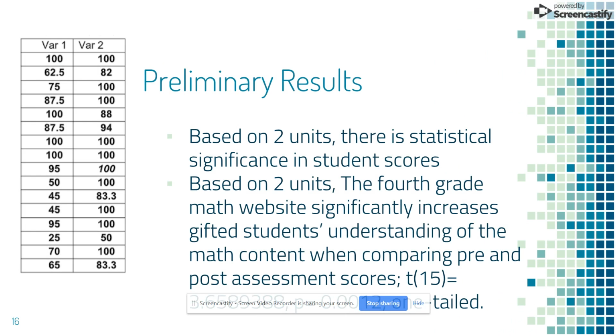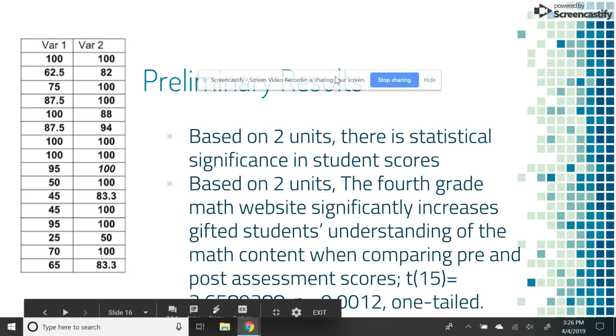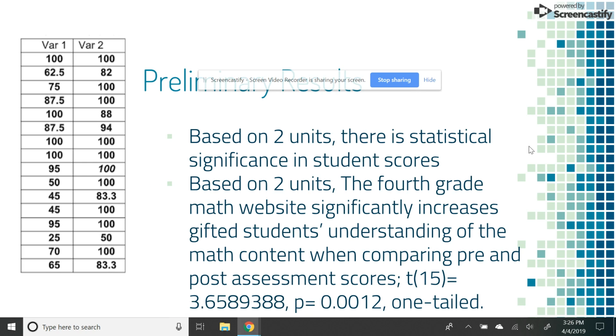So based on this data, variable 1 are the pre-assessment scores and variable 2 are the post-assessment scores for these 2 different math units. And so based on this data, there is statistical significance in the student scores, and student scores increased from pre to post test overall. And so since the P score is less than 0.05, then this would be considered statistically significant.